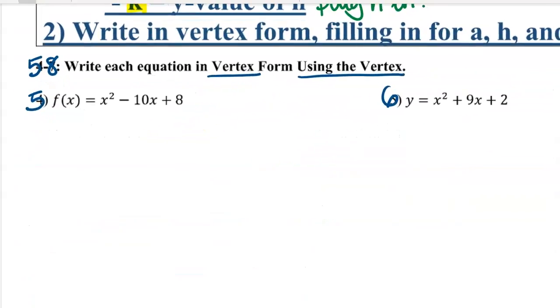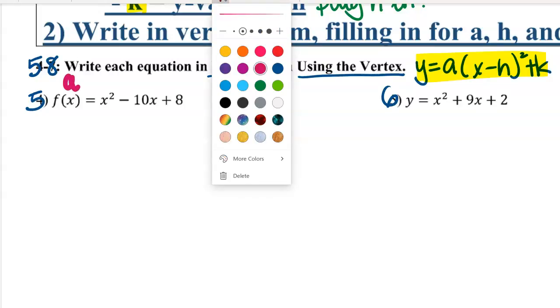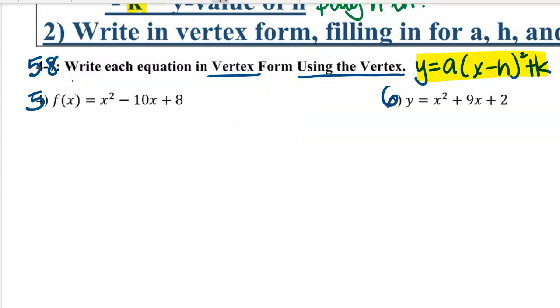Okay. So the vertex form, students, is y equals a times (x - h) quantity squared plus k. We want to rewrite all of our equations on 5, 6, 7, 8 to look like that. Okay, so let's identify a. Whoa, that pen's super fat. a is going to be 1 for this equation. h is what we're trying to find. b is going to be negative 10, and c is going to be 8.